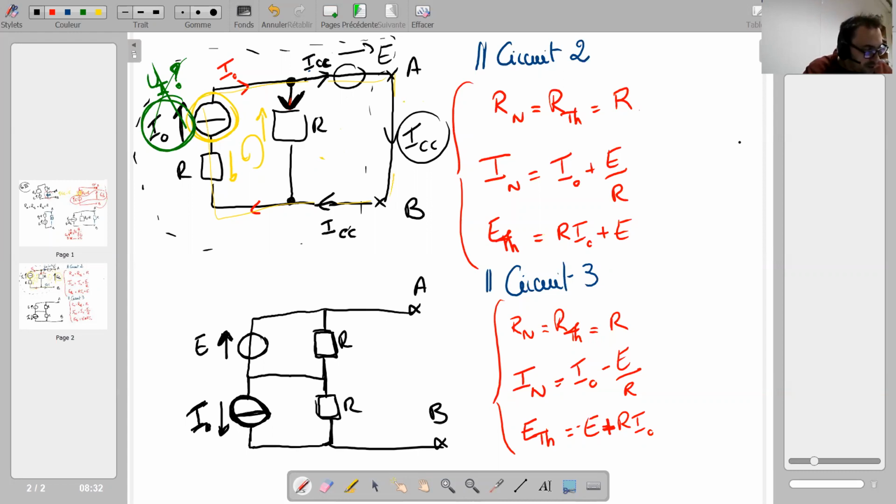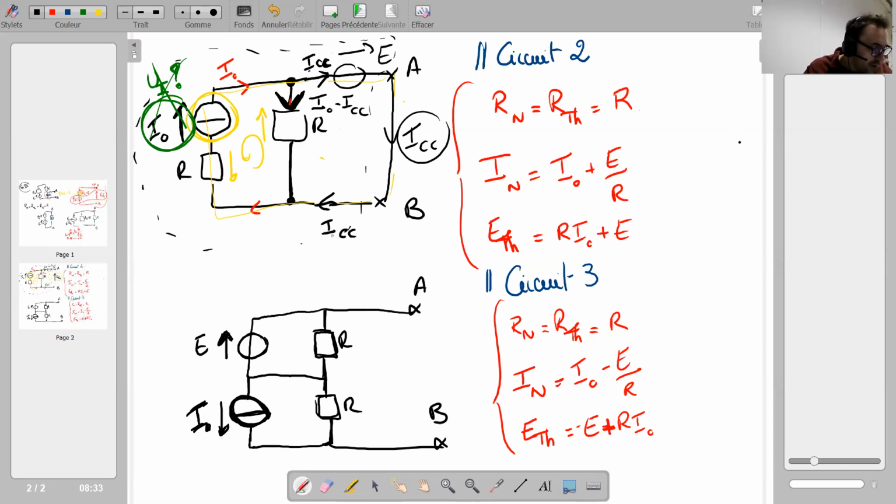What is the value of the current going down as a function of I0 and ICC here in the circuit? It's I0 minus ICC. So now you have all the current flowing in every branch.